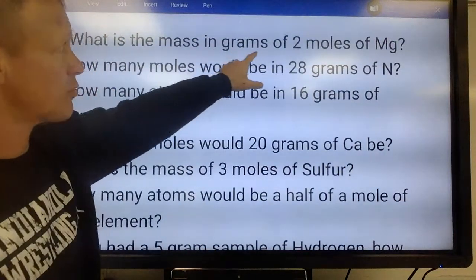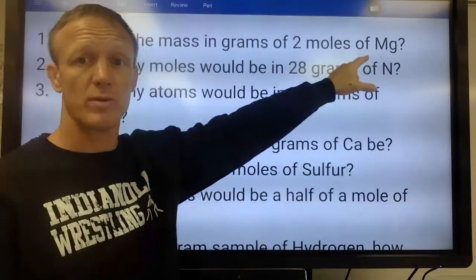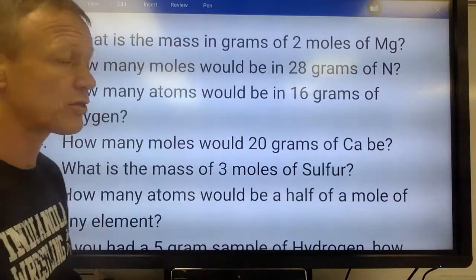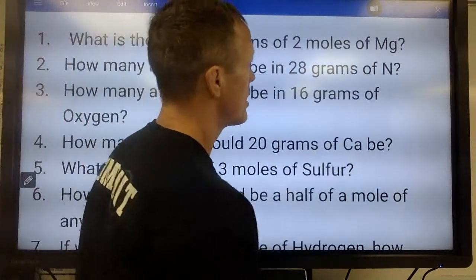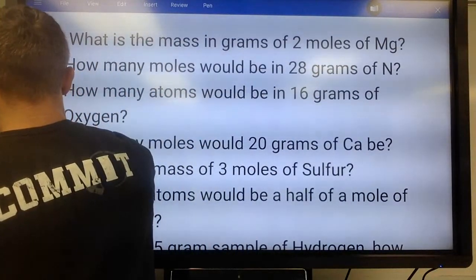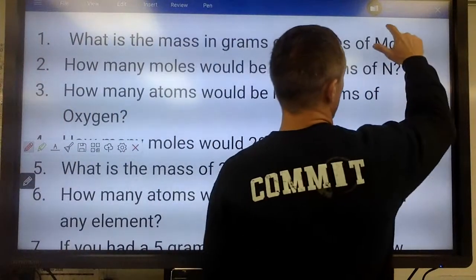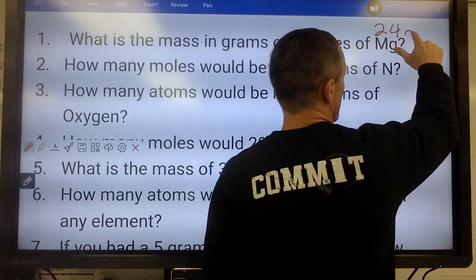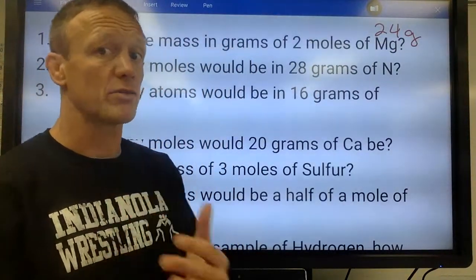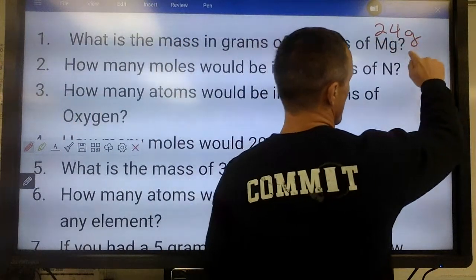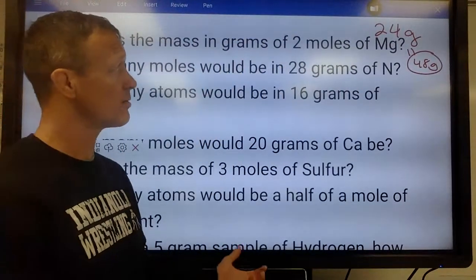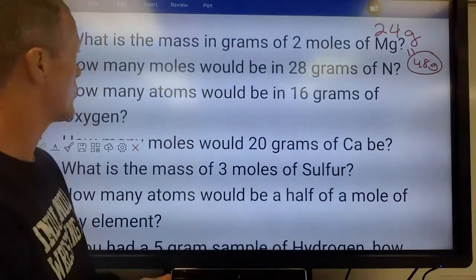So what is the mass of 2 moles of magnesium? 2 moles of magnesium would be 6.02 times 10 to the 23rd doubled for number of atoms, but it wants to know mass in grams. So you find magnesium on the periodic table, and magnesium's mass is 24.3. We'll just say 24 grams. That's just its mass on the periodic table, but that would be for 1 mole of magnesium. So for 2 moles of magnesium, I have to multiply that by 2, which would be 48 grams. So 1 mole is 24 grams. That's always the number on the periodic table. 2 moles would be 48 grams.